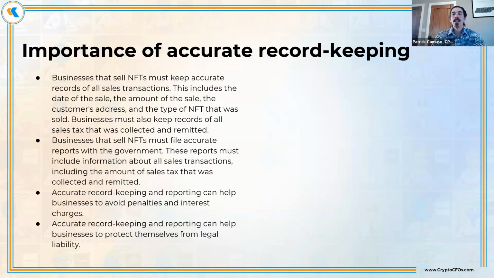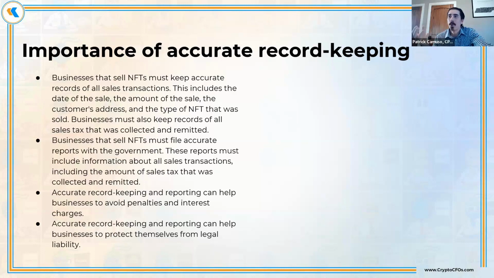So obviously, like anything in crypto taxes, record keeping is absolutely key. We need to be able to substantiate every transaction that we do on chain. Businesses that sell NFTs must keep accurate records of all sales transactions, and this includes the date of the sale, the amount of the sale, the customer's address, the type of NFT that was sold, and they must also keep records of all the sales taxes that were collected and remitted. And then these must be accurately filed with the applicable tax agencies.